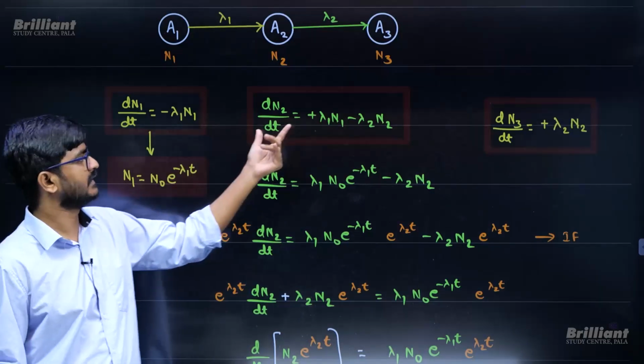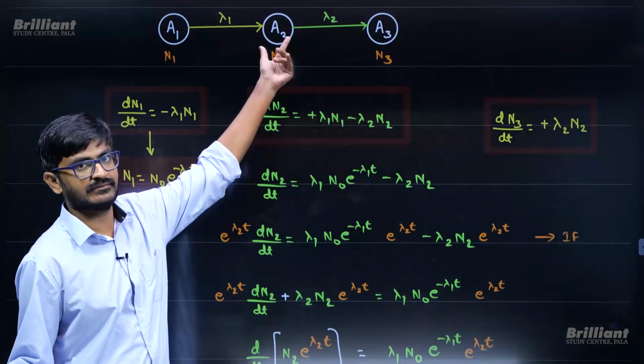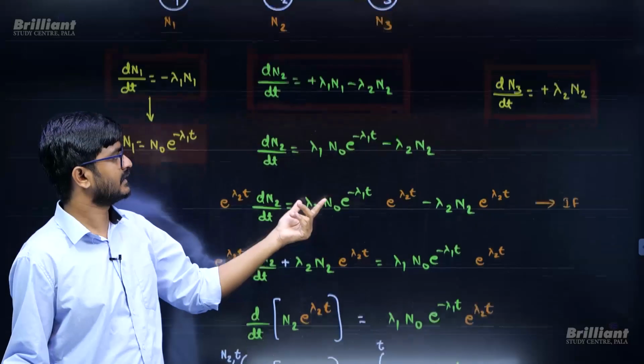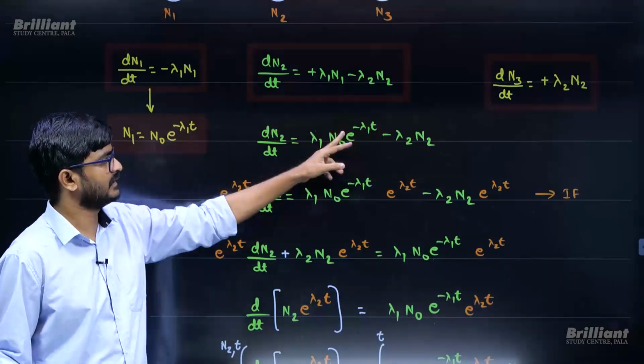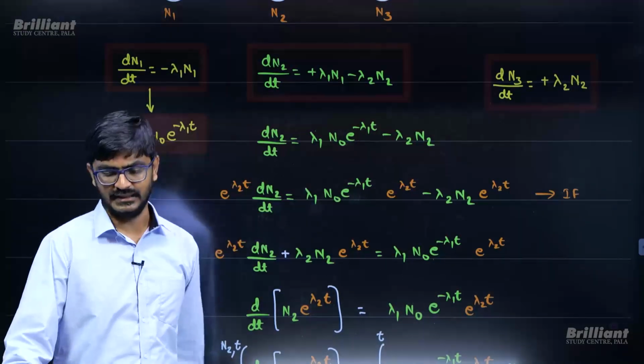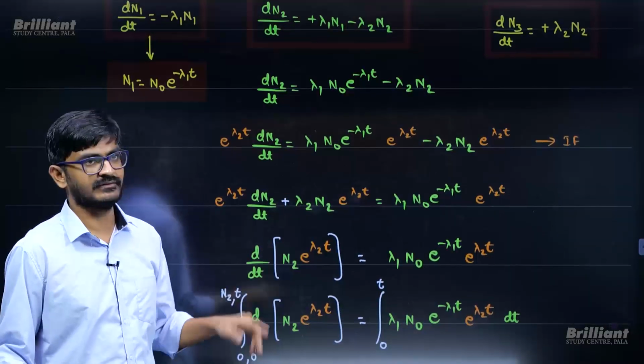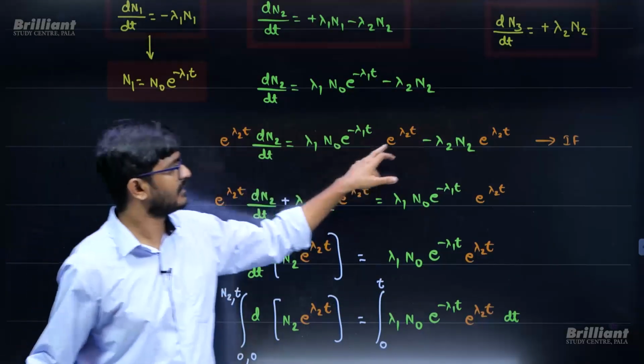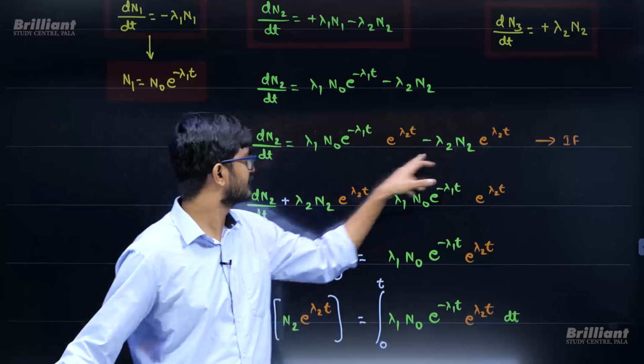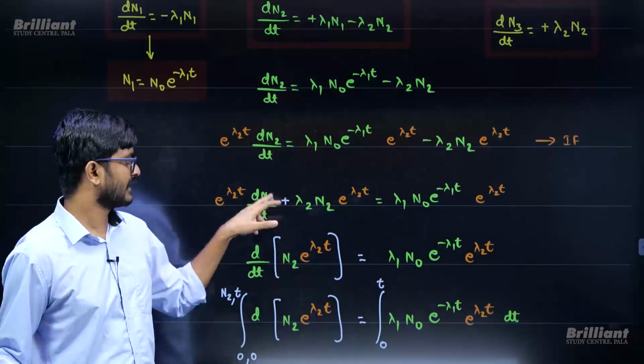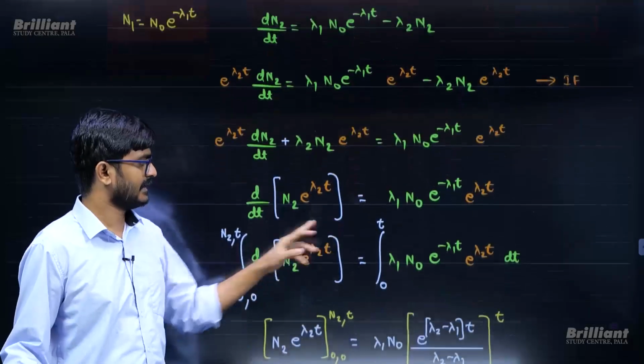Now based on this we need to find this number as a function of time. For that, I have substituted n1 from here. Now this integration is going to be a little difficult. I think you will have the integrating factor. So I multiplied with e power lambda 2 t. Then I bring this term to the other side, then I can write the same term like this, and then I can integrate on both sides.